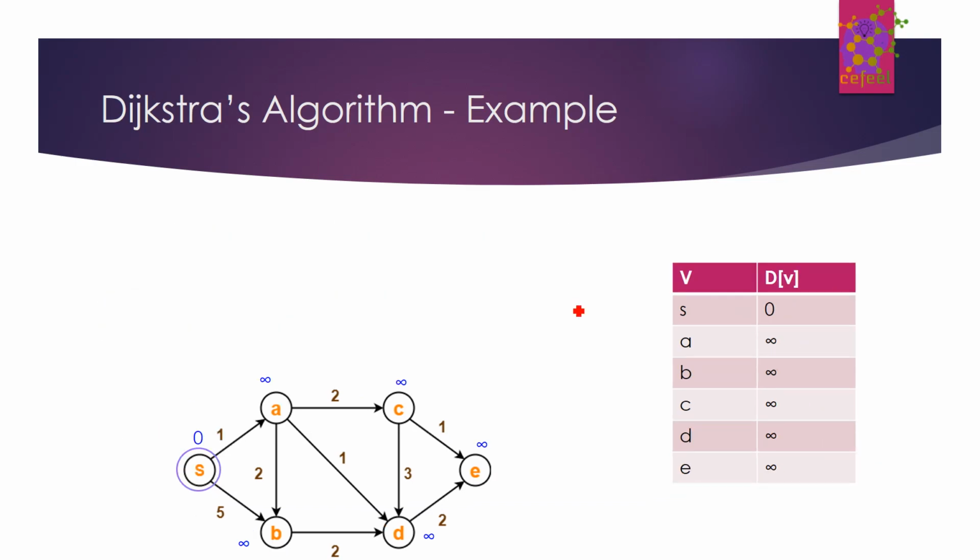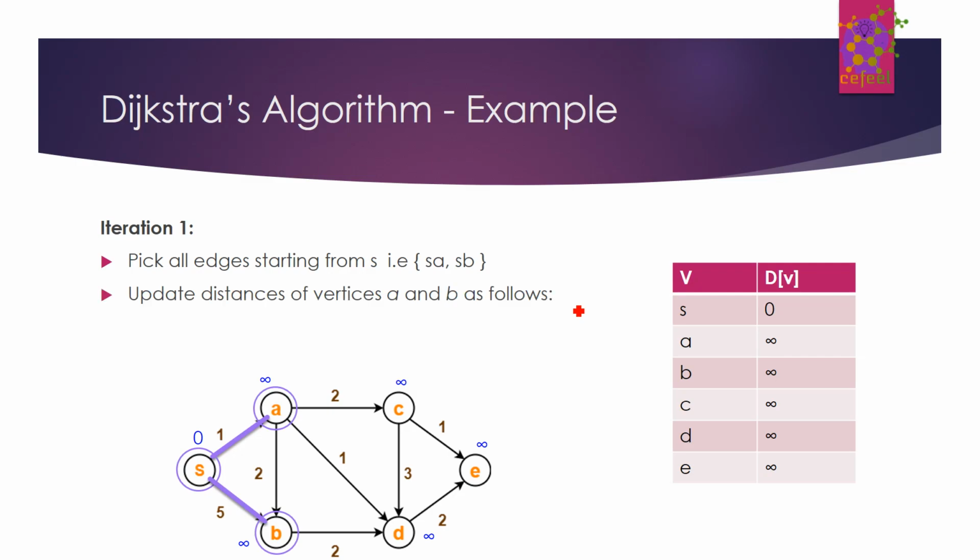So first step is to explore the edges and vertices that are near or adjacent to the current source vertex. Now what are the vertices adjacent? Vertices adjacent are A and B, which means we'll pick edges SA as well as SB. Now we have found edges SA and SB, and we have found two vertices in fact, so we need to update the distances of both the vertices, distance of A, distance of B.